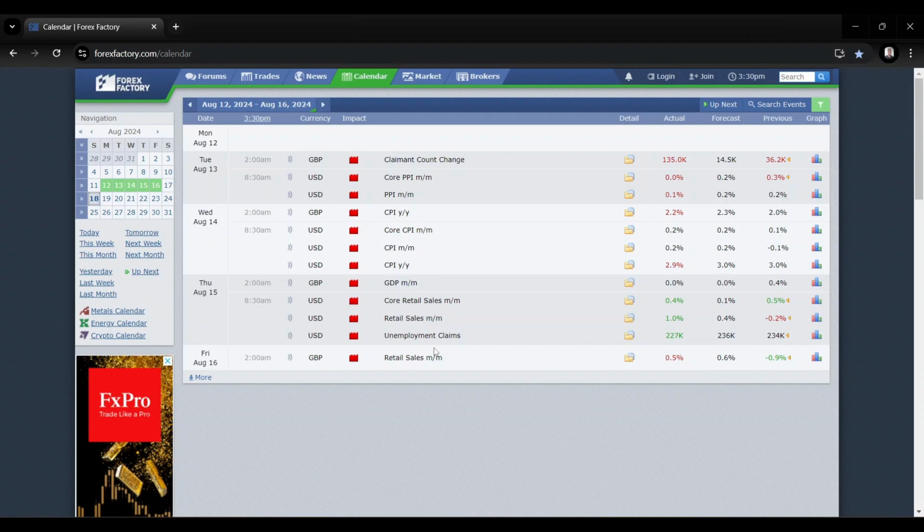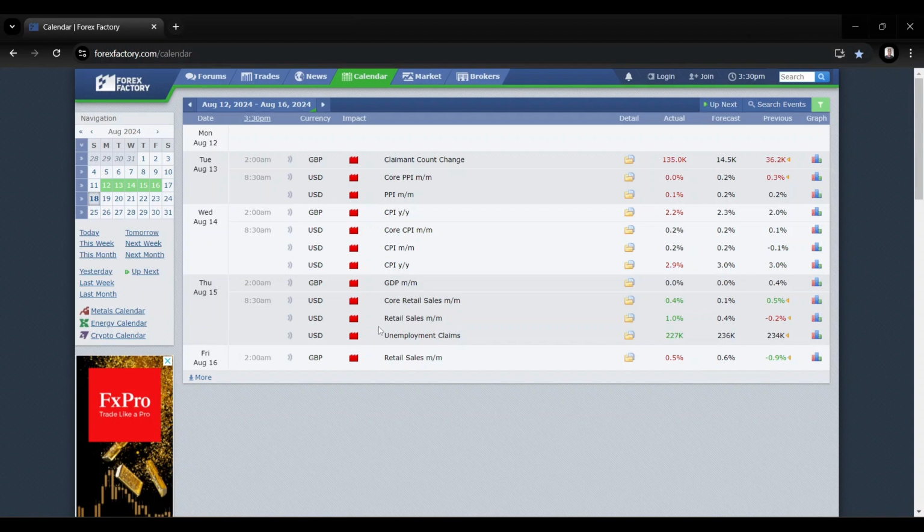Last week we had a lot of high impact news events for the US dollar and also GBPUSD. So on Tuesday we had the core PPI for the US dollar, and also we had the CPI for GBP and also CPI for the dollar, high impact news events that can easily drive the price to the draw on liquidity.